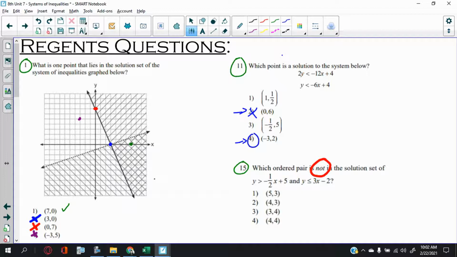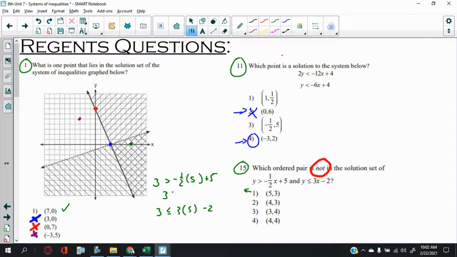All right, so let's see. Y is 3. I'm doing the first one. Y is 3, is it greater than negative 1/2 of 5 plus 5? And the second statement is Y is less than 3 times X, which is 5 here, minus 2. Let's hope this one is wrong, so that will make it the answer.